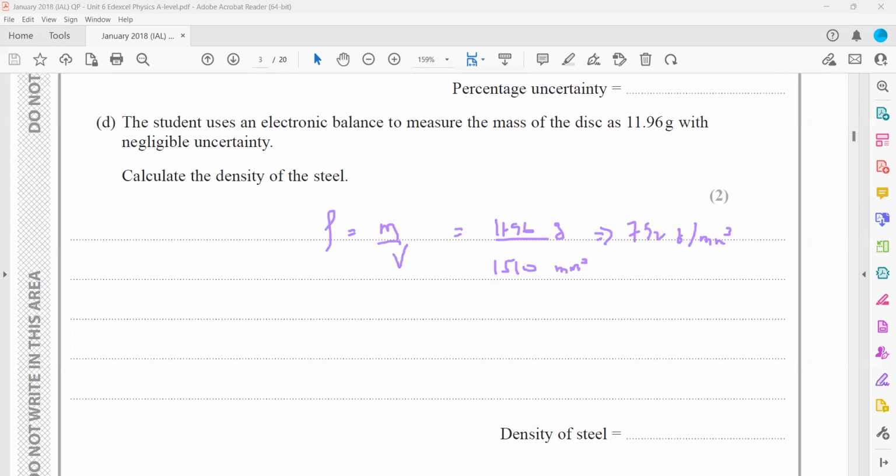Or you can also convert millimeter cube into meter cube and then get the density in kilogram per meter cube. If we want to convert gram per millimeter cube to kilogram per meter cube, we just simply multiply 7.92 by 1000, and that will give us 7920 kilogram per meter cube.